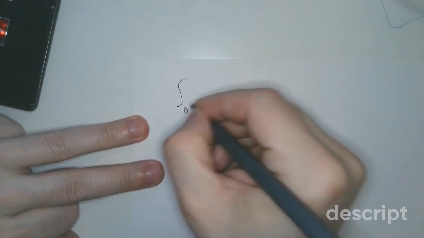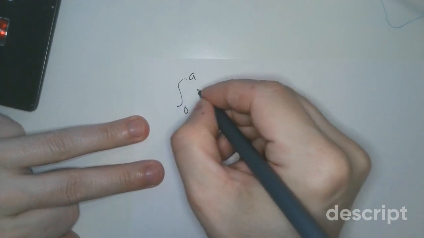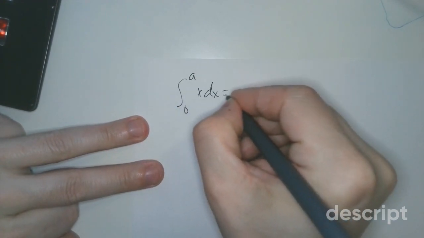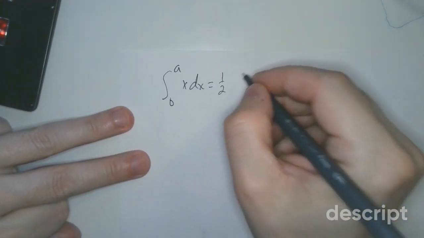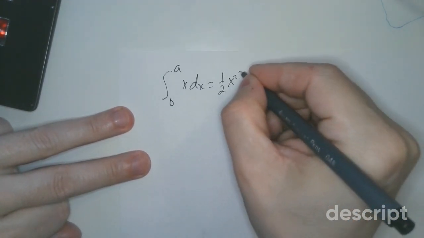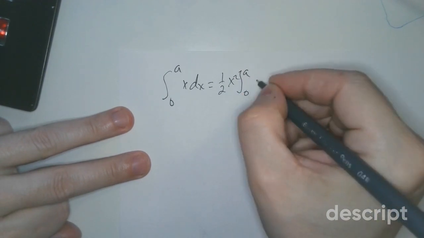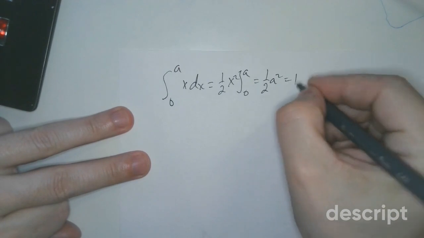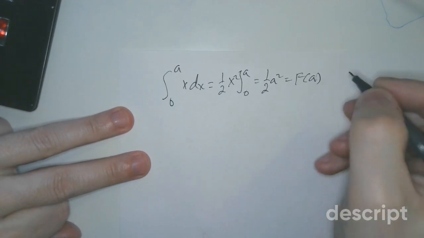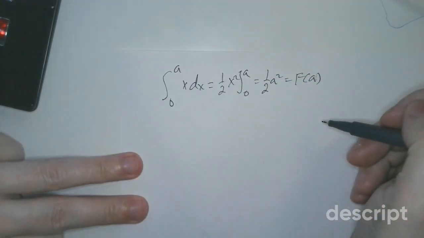So you're given an integral. It goes from 0 to a, and it's x dx. Now when you integrate here, it just becomes 1/2 x squared between a and 0. So you have 1/2 a squared, which is basically nothing but a function of the upper limit of integration.